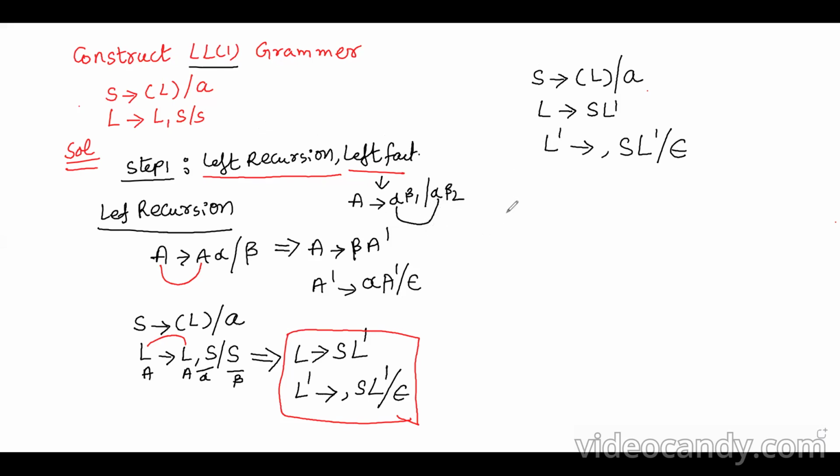In order to construct the first and follow, you must write all the productions in sequence. S tends to open bracket L close bracket slash A. L tends to S L dash. L dash tends to comma S L dash, or epsilon. So now you see there are three productions. Now we are going to find out the first and follow.